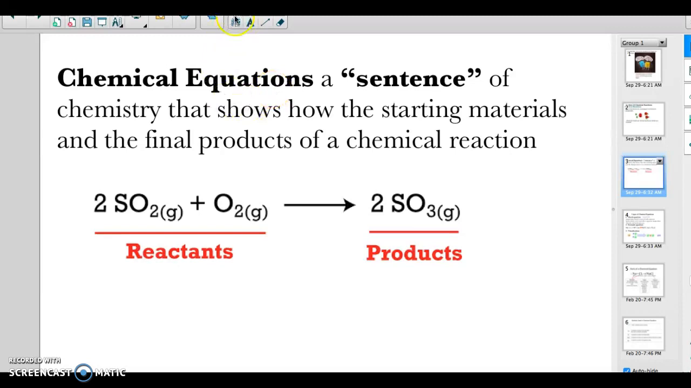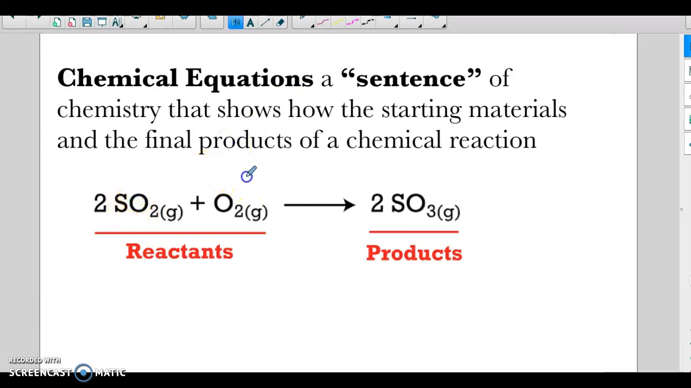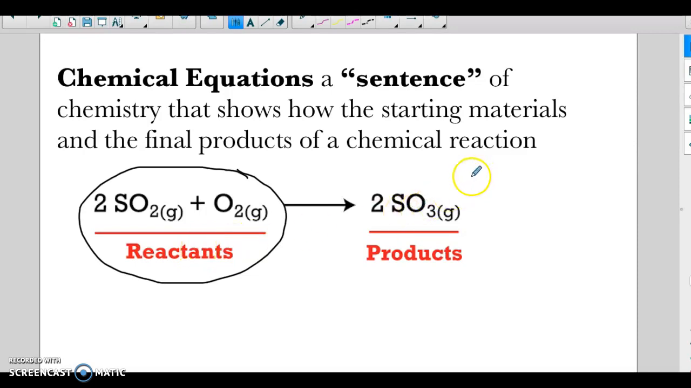One thing I want you guys to know, and I think you might remember this from ninth grade, is that everything on the left side of the yield sign, this is a yield, or it means produce or make. Everything over here is called a reactant. And then what's on the right side is called a product.